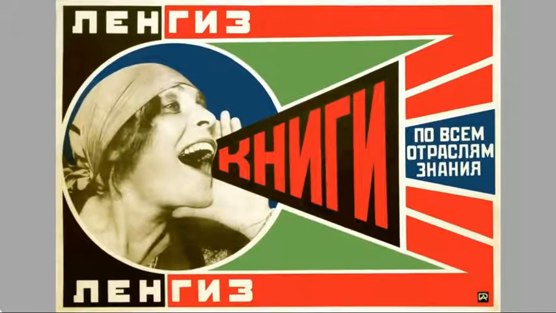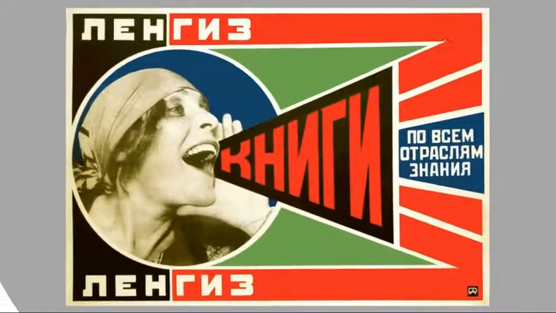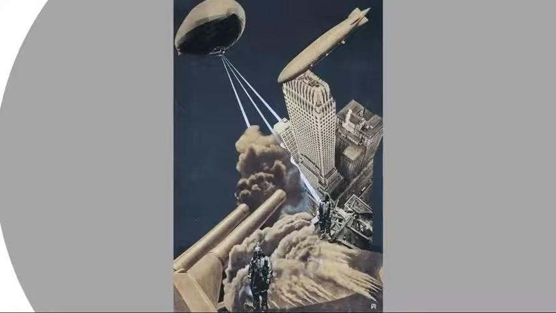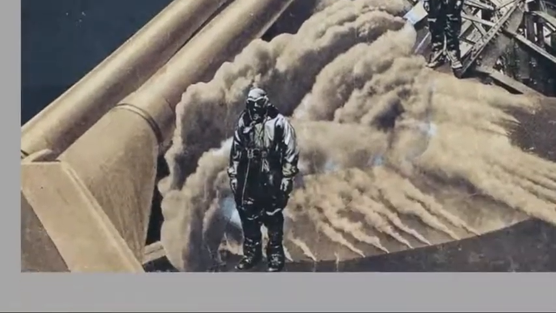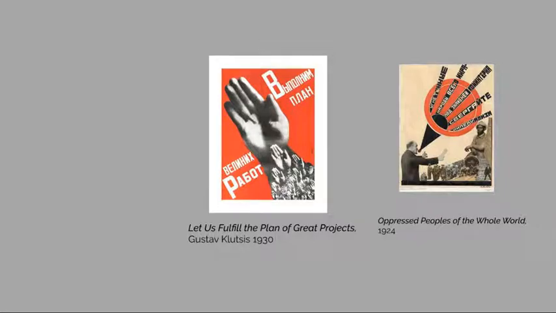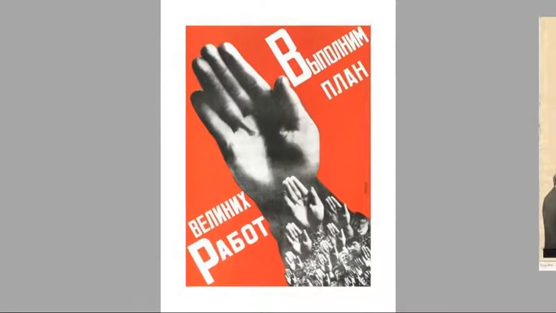And they then use that to turn into this propaganda method, this way to communicate the strength of Russia, like what we're seeing here, the attacking from the air with the zeppelins and the might of the Russian army here. But we also see these posters, let us fulfill the plan of great projects, working all towards, you see all the hands working together to build one hand, unified as a Russian people.